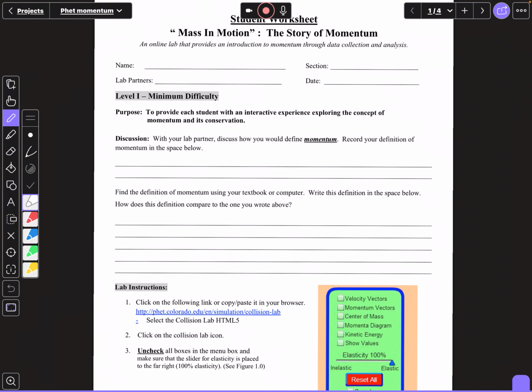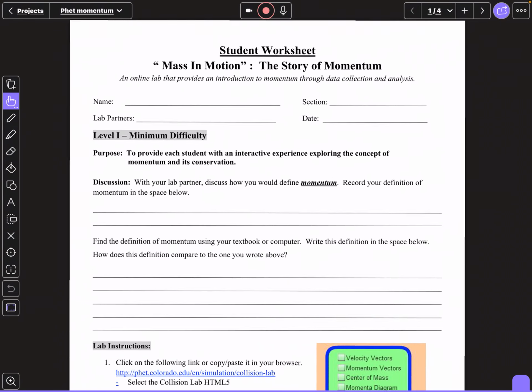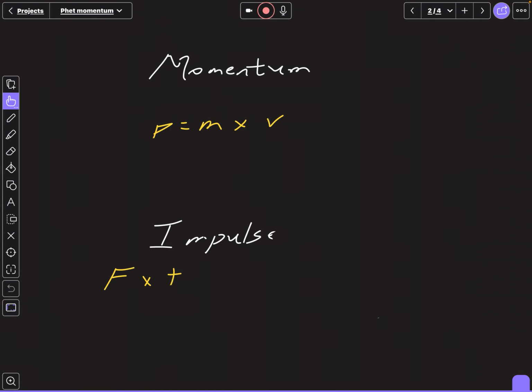Okay, so this video is going to cover the instructions on how to do the Momentum Virtual Lab, or PhET. So you should have this handout right here. First, we'll review what we talked about so far in this unit.